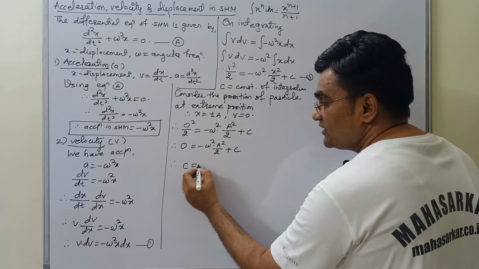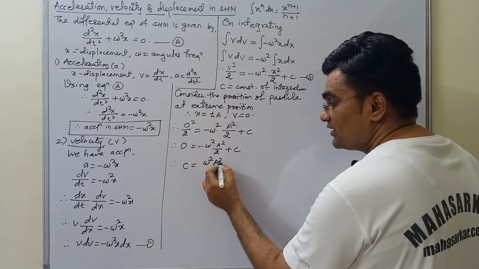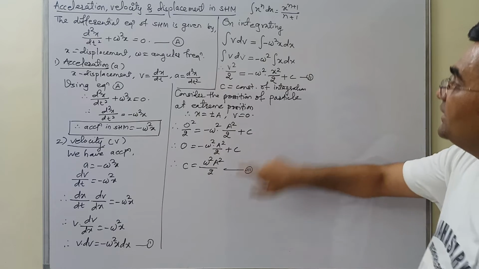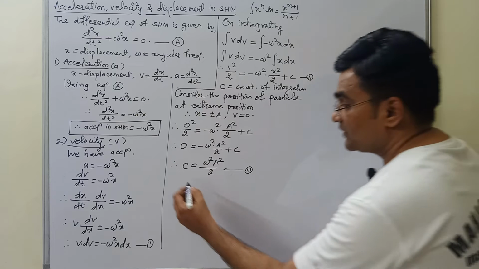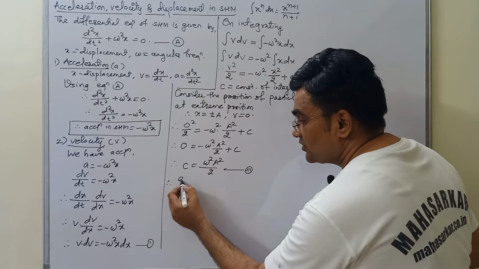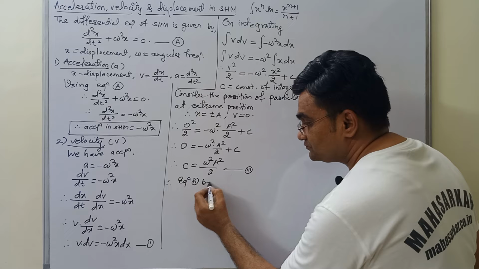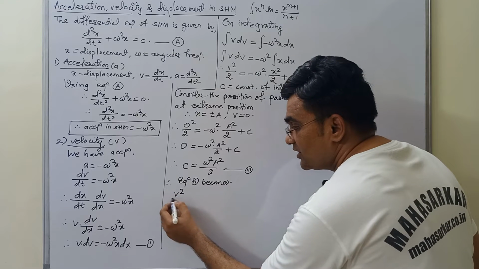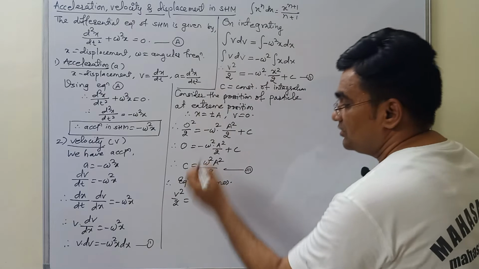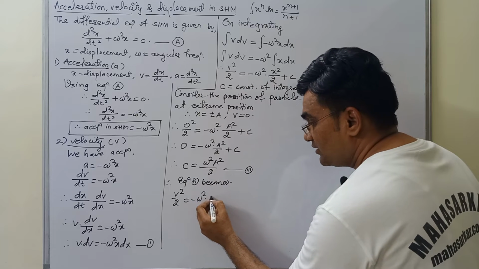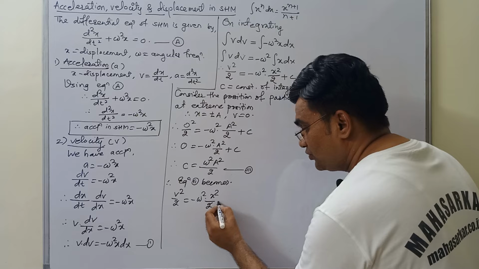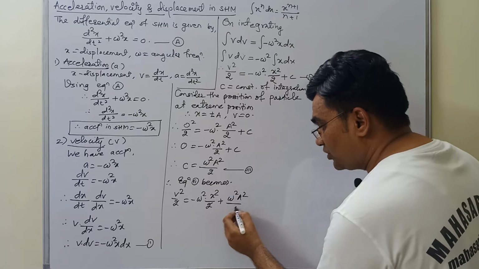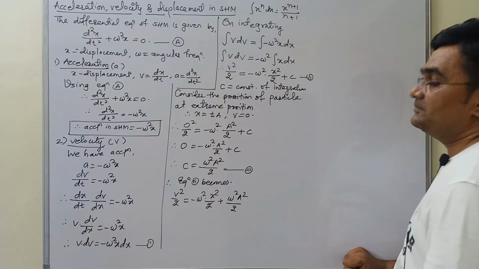Therefore, I will get c equal to omega square A square upon 2. Say this is equation number 3. Put value of 3 in 2 again. Then what will we get? Therefore, equation 2 becomes v square upon 2 equal to minus omega square x square upon 2 plus value of c, which is omega square A square upon 2.